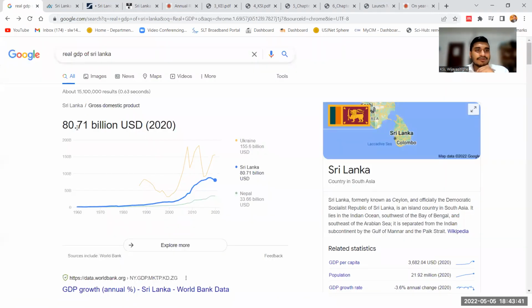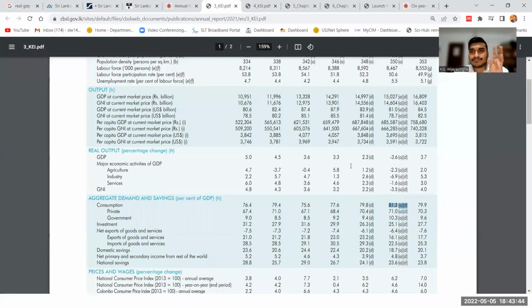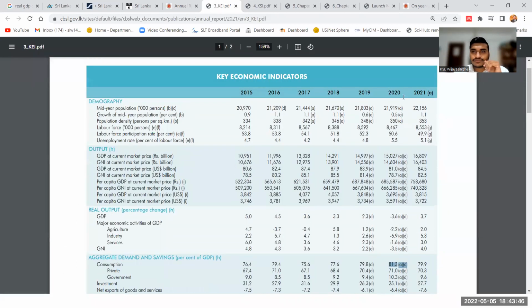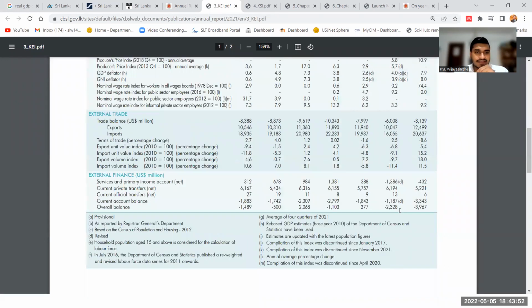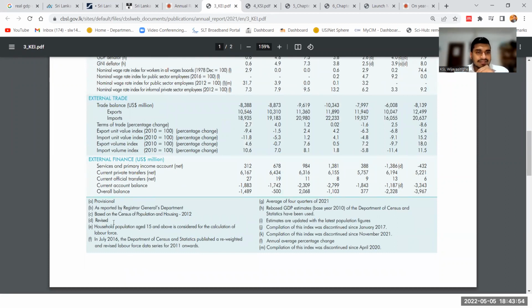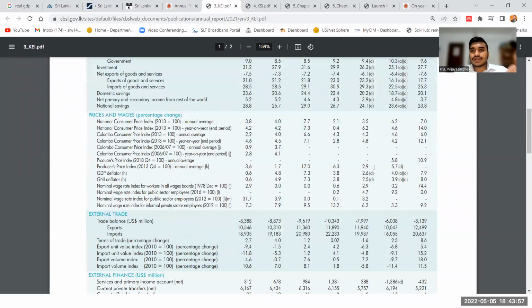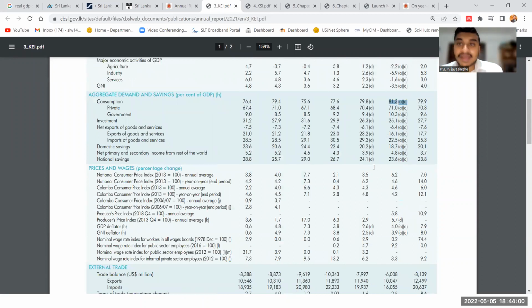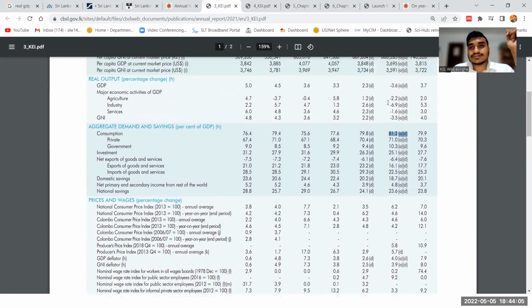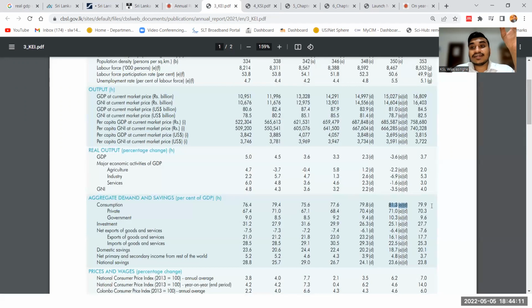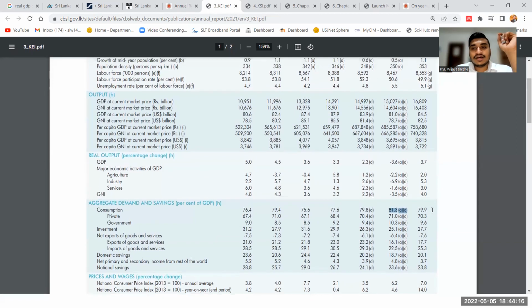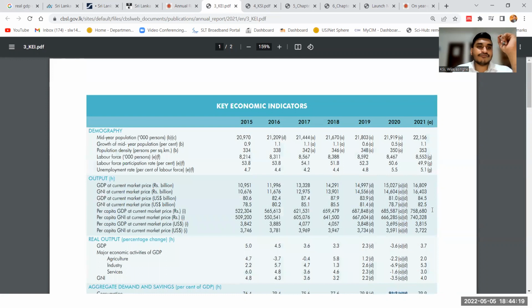So here this is 80.71, but please pay a bit of attention. You see here 2020, there is this A and D. So what is this A and D? They have defined it here: A is provisional, and D is revised. So when you do an annual report, you cannot get the figures exactly right the first time, and later on there can be adjustments. So this value is after revision. For year 2021, they say it is 79.9. Okay, the GDP value is 79.9.